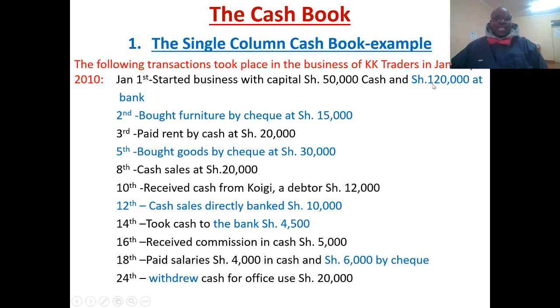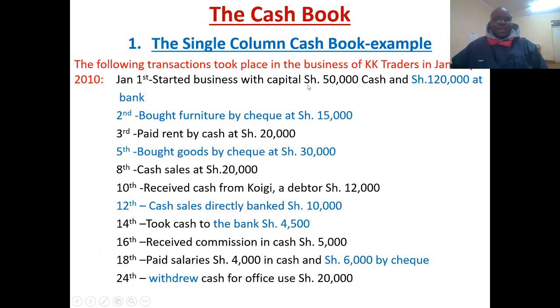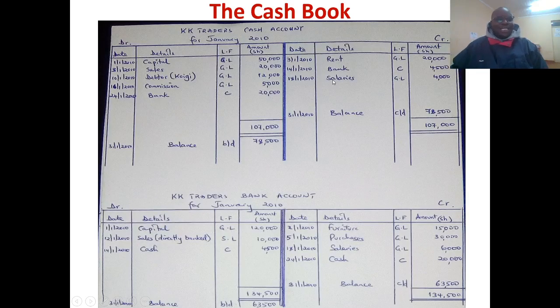Something to note, the blue written items will appear in the bank account, while those in black will appear in the cash account. So the cash account will look like this. On first, capital 50,000. This 50,000, they received that cash, or it is the cash that is in the cash box. It is entered on the DR side because it is a receipt.